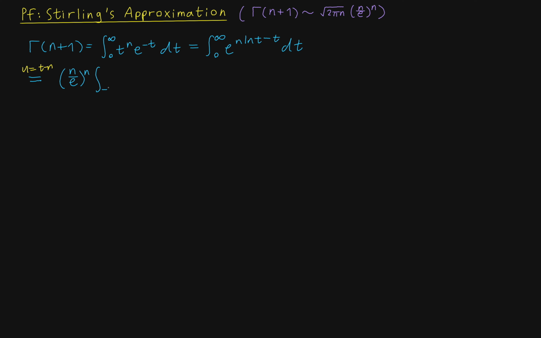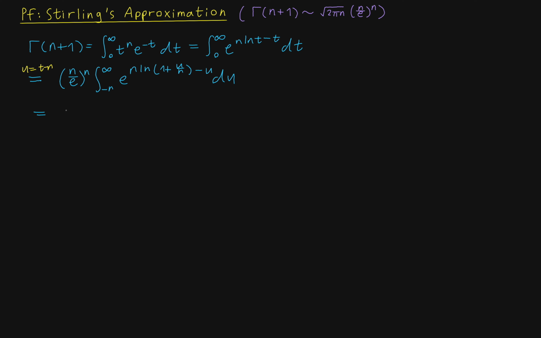Now the bounds change from negative n to infinity of e to the n ln of 1 plus u over n. So basically I factored out an n from inside of this logarithm and it came out as n to the n, right? And then minus u du.